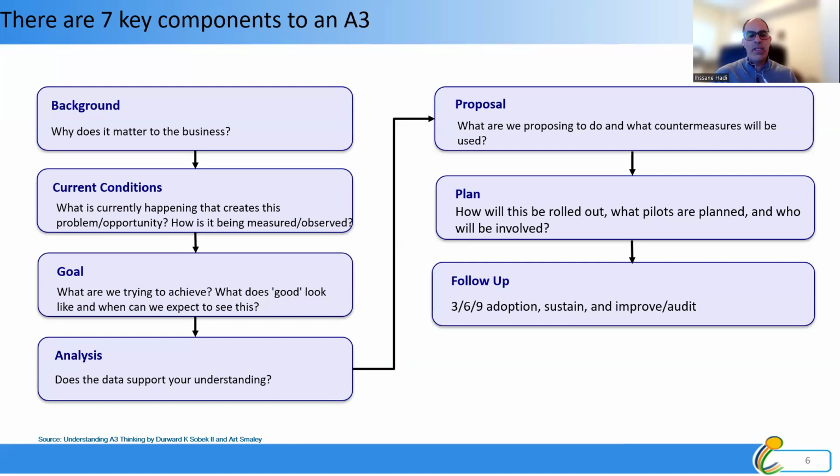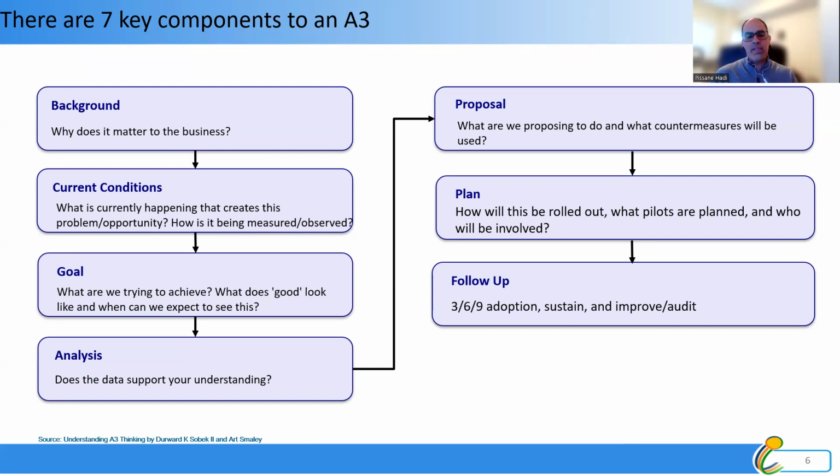The goal section clearly states what we aim to achieve with this E3 report. We define what success looks like and when we expect to see the result. This includes listing relevant KPIs and their targets. And in the goal, we use what we call a SMART goal. They must be specific, measurable, achievable, relevant, and time-bound.